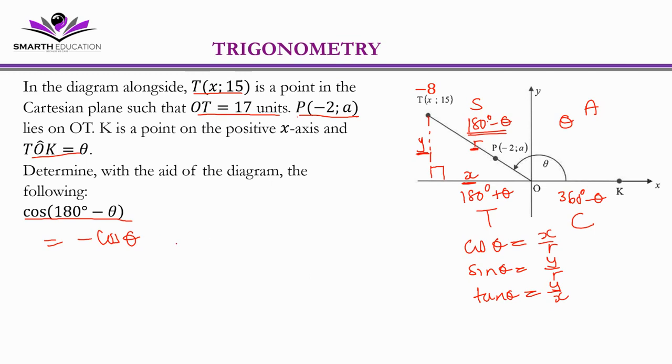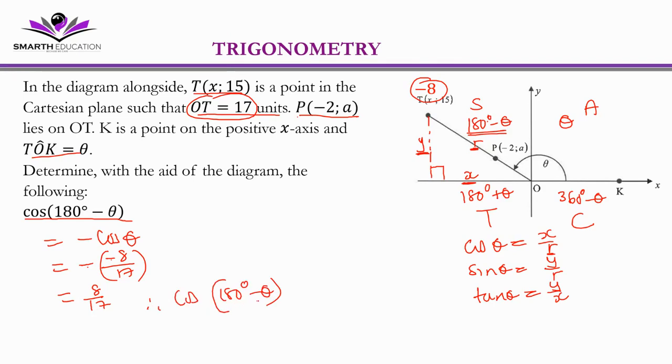So cos theta is going to be negative. Our x is negative 8, we got this in question 111. So it's negative 8 over r. r is 17, given that OT is 17. So this is negative 8 over 17, and then negative times negative is positive. So this is 8 over 17. Therefore, cos(180 degrees minus theta) is equal to 8 over 17.